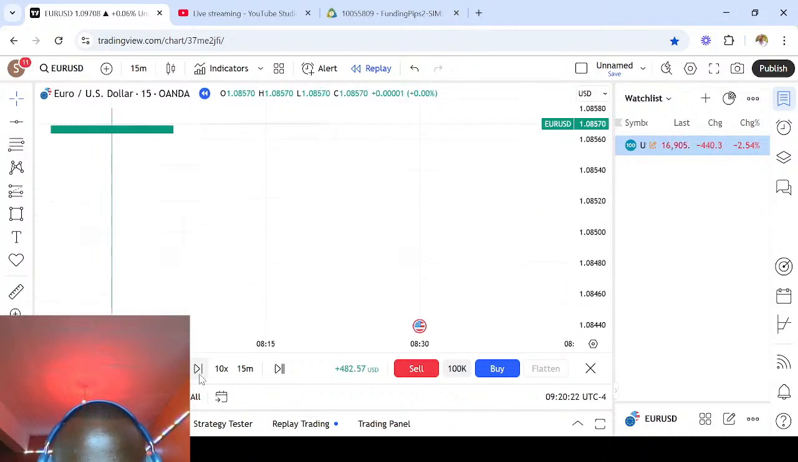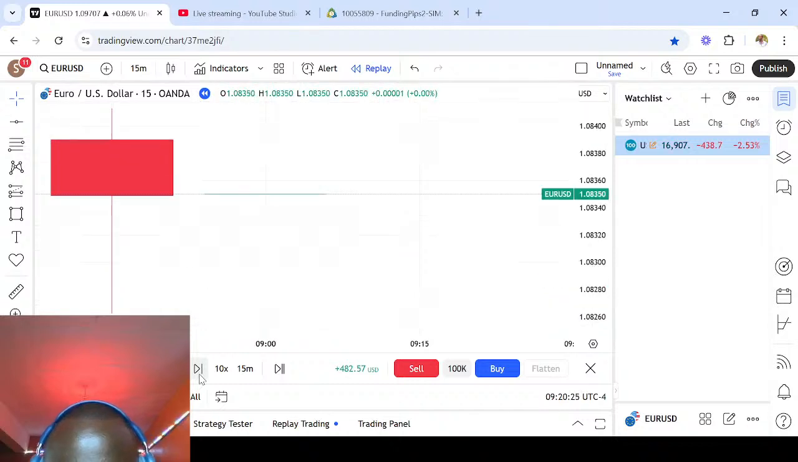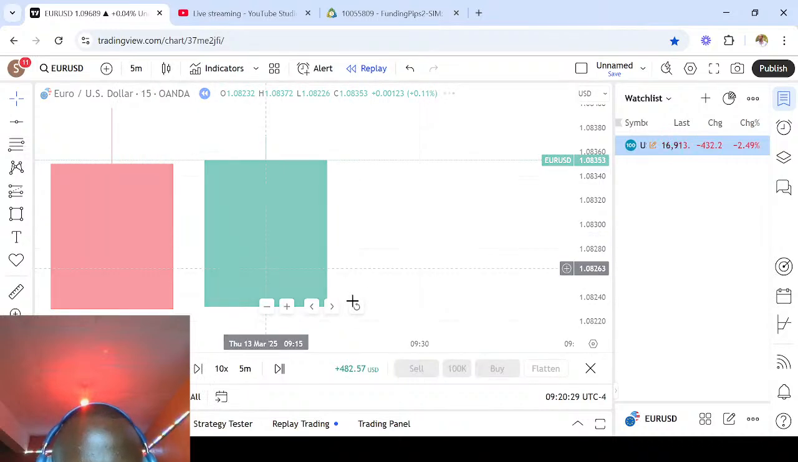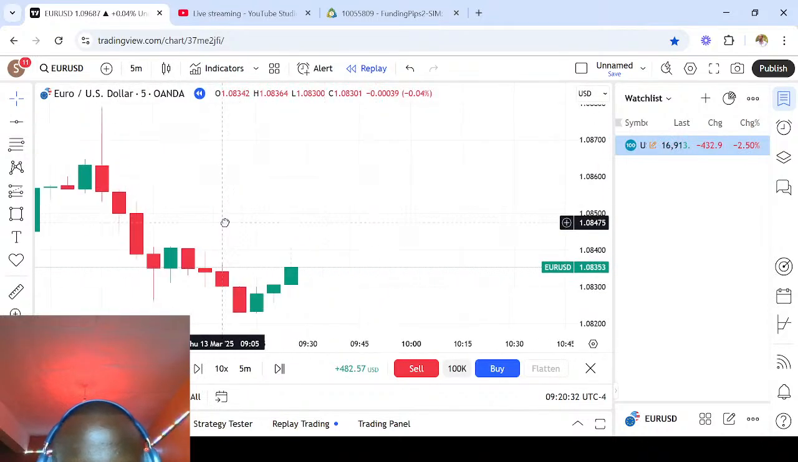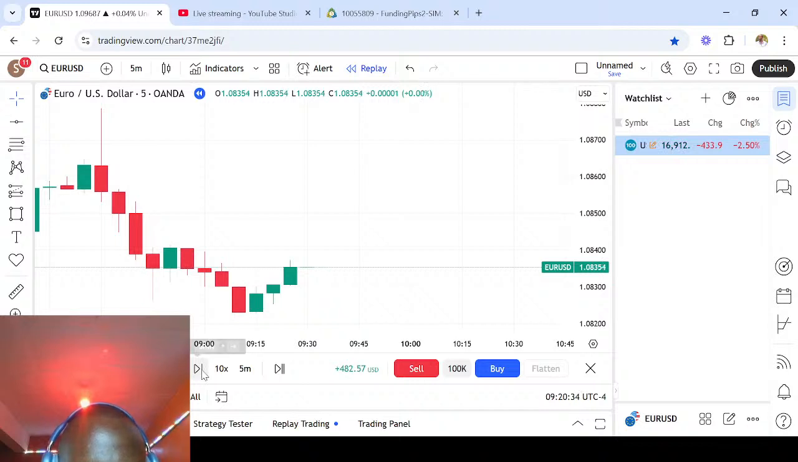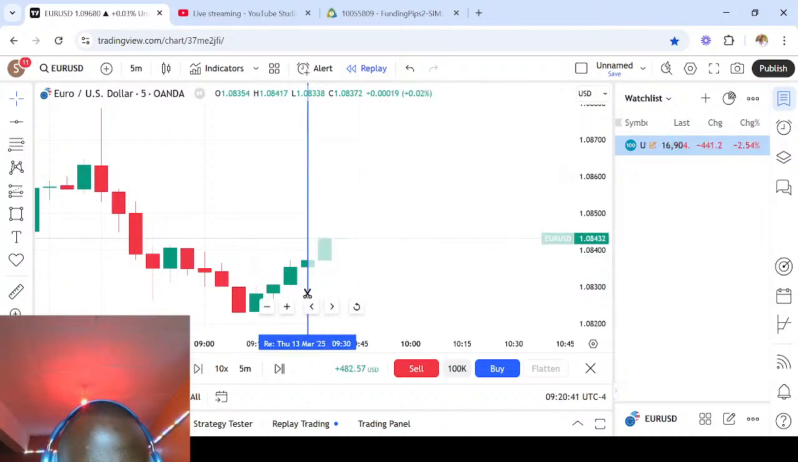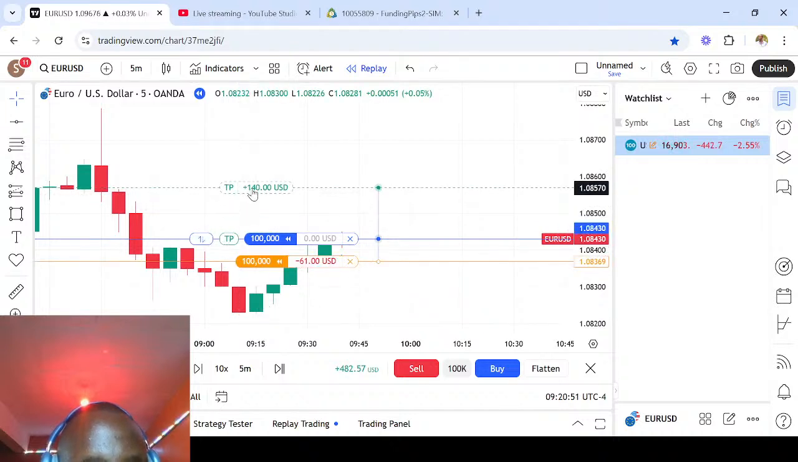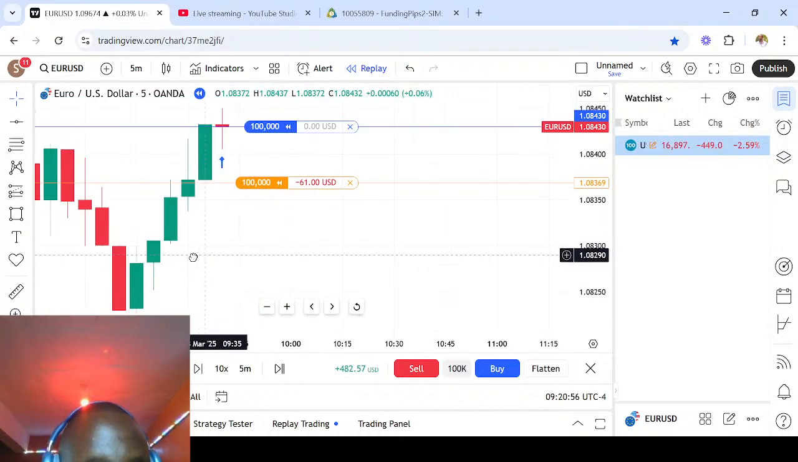8:45, 9, 9:15 to 9:30. We go to the 5 minutes. And we are looking bullish. Let's see how 9:30 opens. Not a breakout. Oh, okay. At this point, I can buy. Stop loss is below that candle. 60, we are going for 120. Okay, let's see how this one plays out.